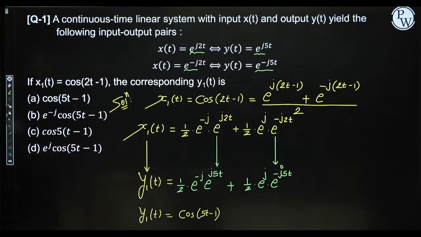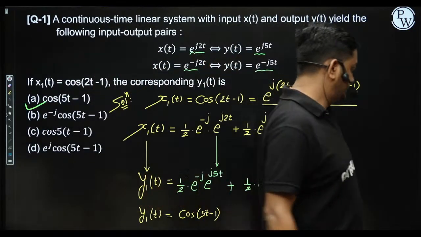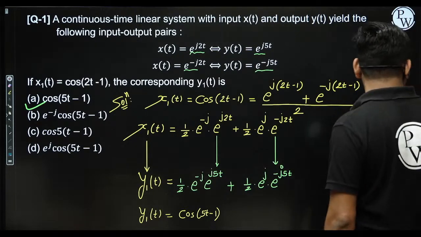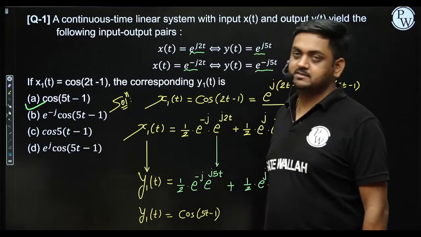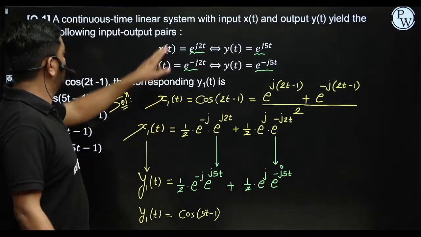So which option is the right answer? Here cos 5t minus 1, option A. Option A is the correct answer for this question. Very good, the first option is the right answer. Very good, guys. Clear? So this is the answer of the first question.